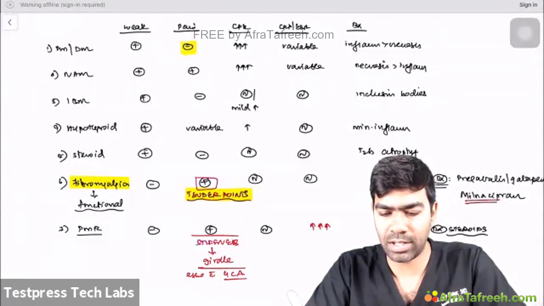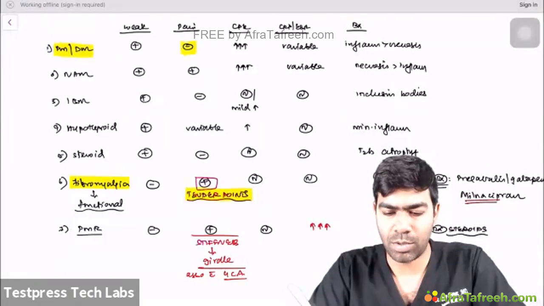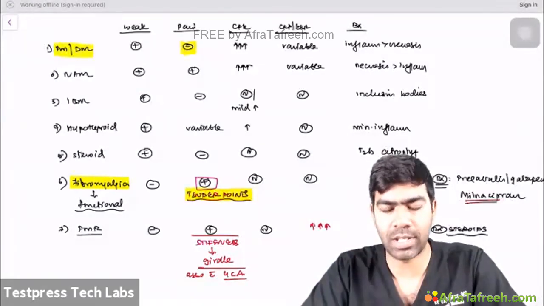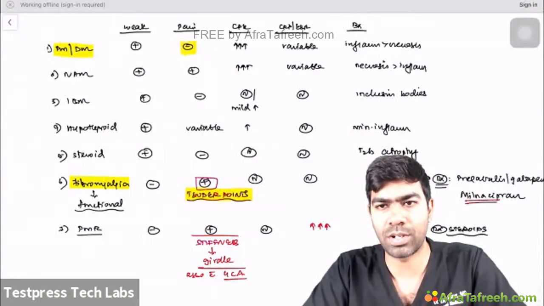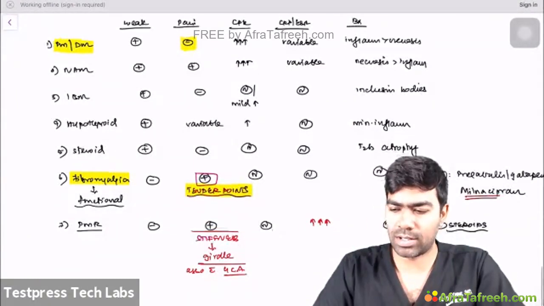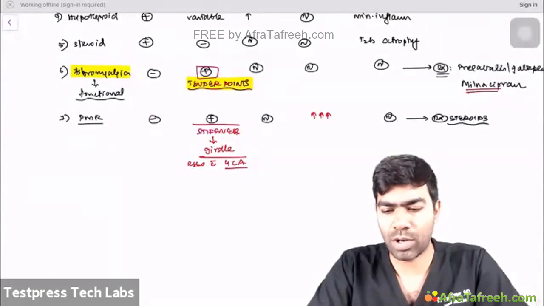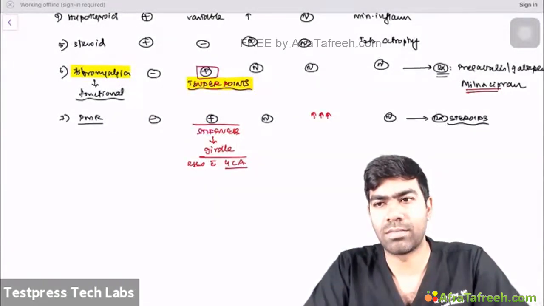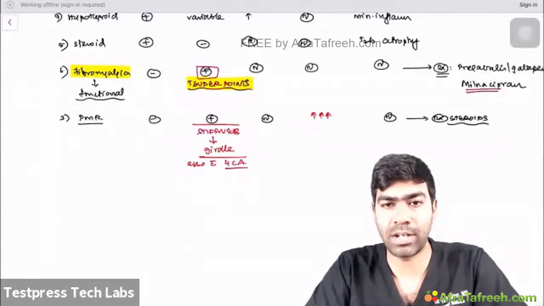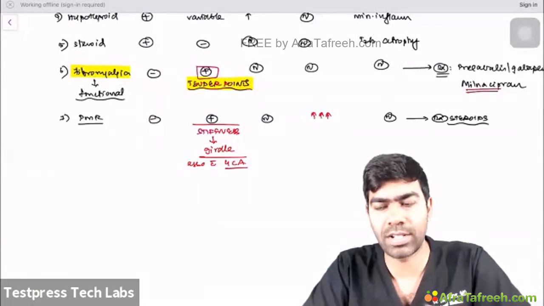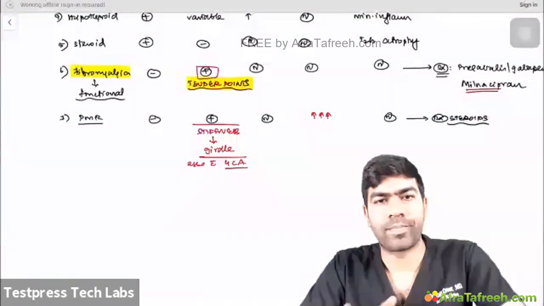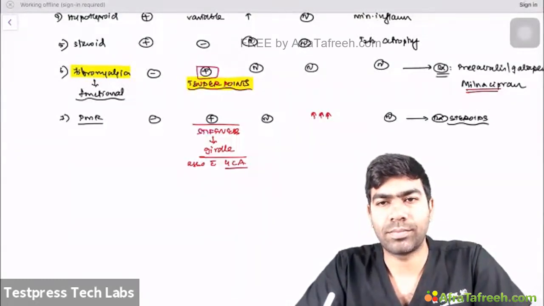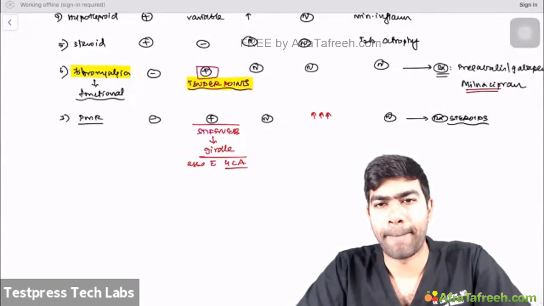Remember, the pain is conspicuously absent in polymyositis and dermatomyositis. Usually it will not be the case. Pain will not be there. And that's what I'm substantiating again and again, because many students think that pain is a very important feature. In idiopathic inflammatory myositis, pain may not be there. And even if it is there, it will be very mild only. That's characteristic. Clear?